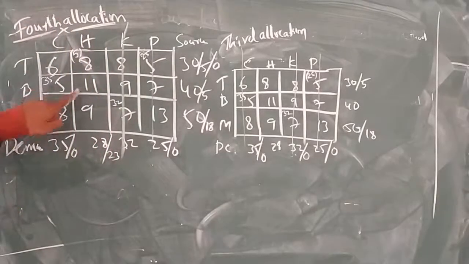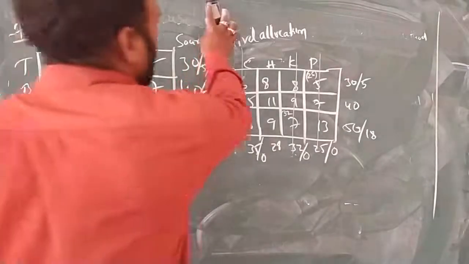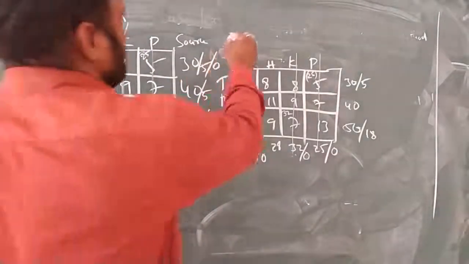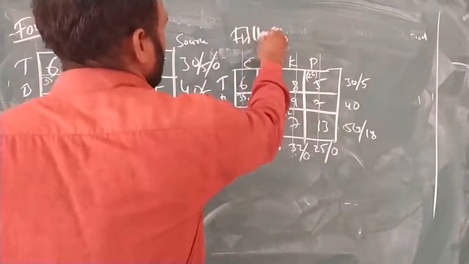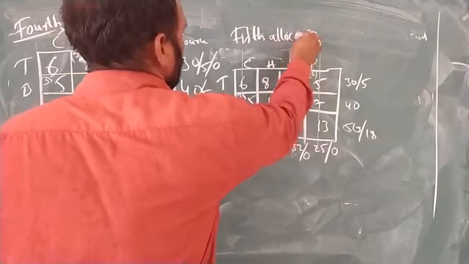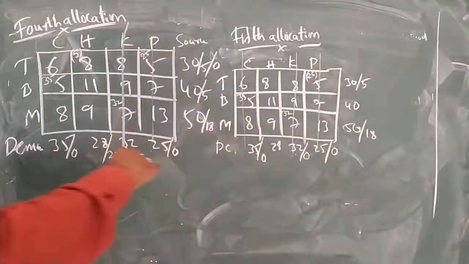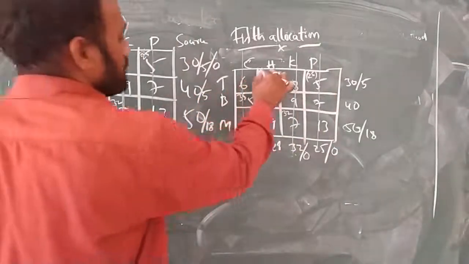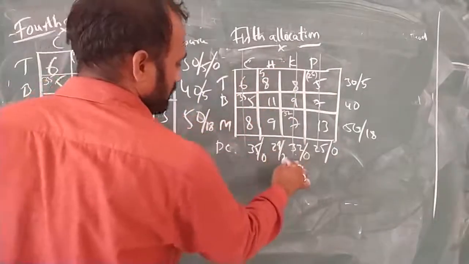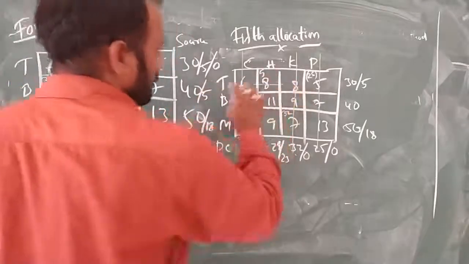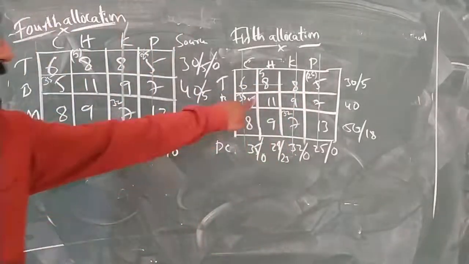Now I am left with only 11 and 9. Next, the fifth allocation comes. In the fifth allocation, I have already mentioned 5 here and 23 here. In this, everything else is deleted, and we are left with only 11 and 9.